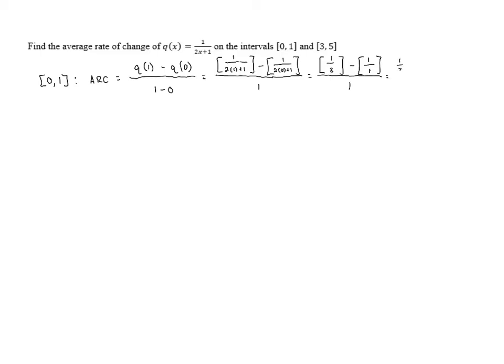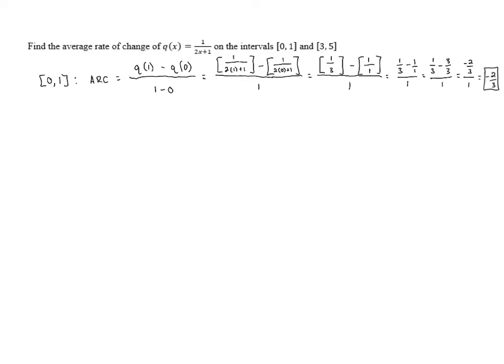So we've got 1/3 minus 1 over 1. I'm just going to write this without the brackets: 1/3 minus 1 over 1, all over 1. To subtract these fractions, we need a common denominator, which is going to be 3. So this is going to be 1/3 minus 3/3 over 1. 1/3 minus 3/3 is negative 2/3. So we've got negative 2/3 over 1, but anything divided by 1 is itself. So in the end, our average rate of change is going to be negative 2/3.